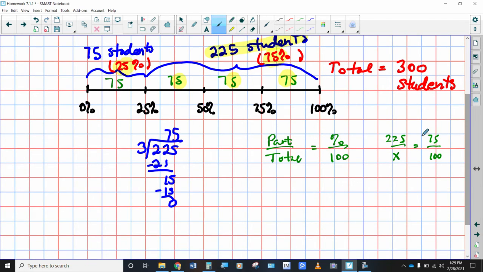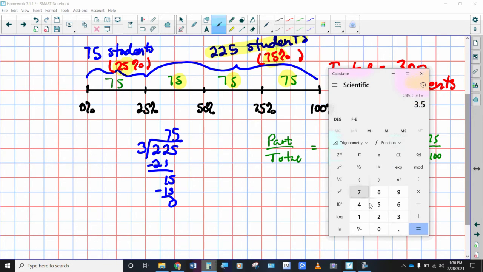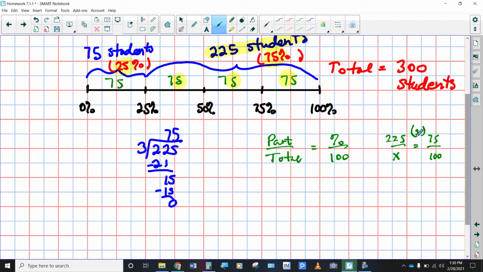So you can either look for a giant 1 here. What do you multiply times 75 to give you 225? Let's see what that does. 225 divided by 75 is 3. So our multiplier is a 3 there. You multiply 3 times 75 is 225. So 3 times 100 is going to be 300. And that's our final answer.